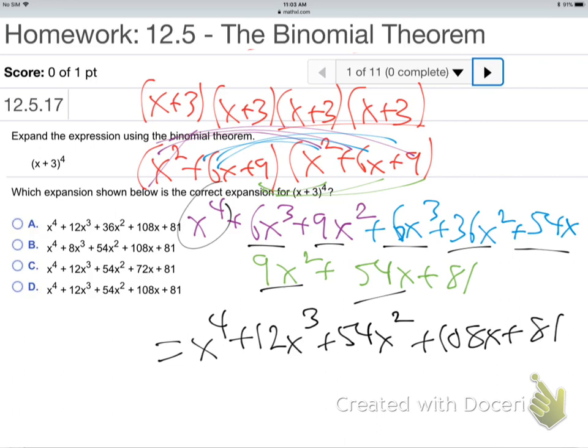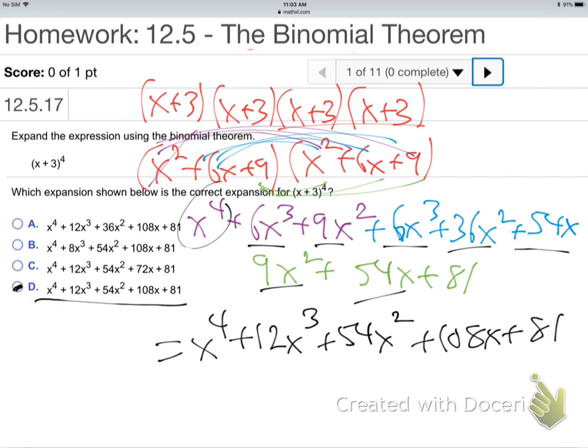Which answer is that? Is it B? B it is. We got it. Next problem. No. So that would be the by hand way. No, it's not B, because B has 8x to the 3rd. Oh, you're right. So it's D. Is it D? Yeah, D. Okay, I've changed my mind. It's D.